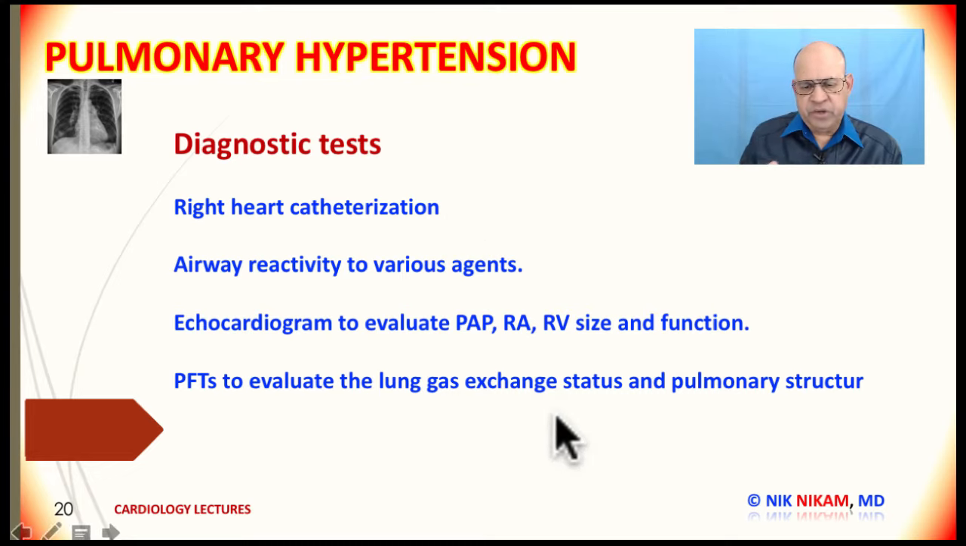So most of the discussion here onwards would be focused on pulmonary arterial hypertension, since we know how to identify the other types of pulmonary hypertension and treat the underlying etiology.